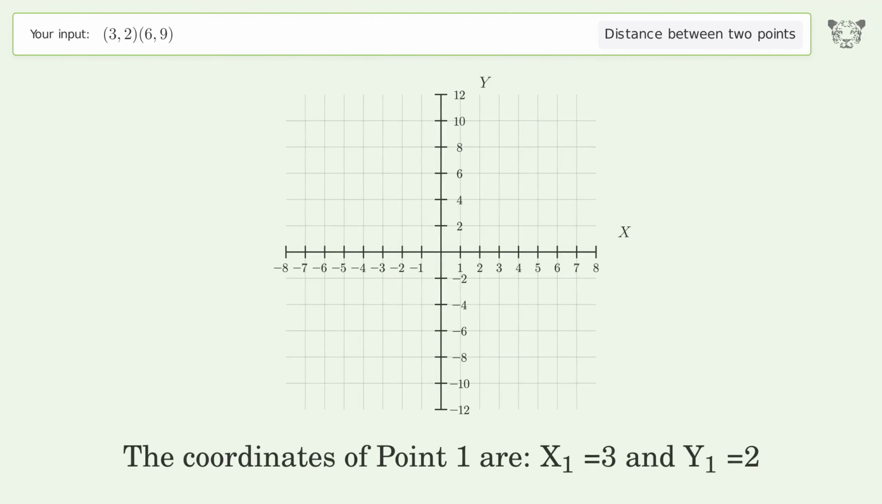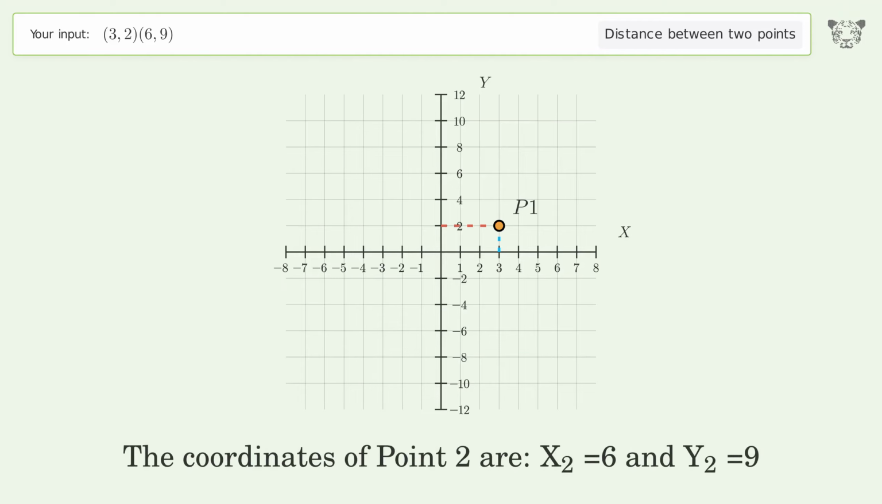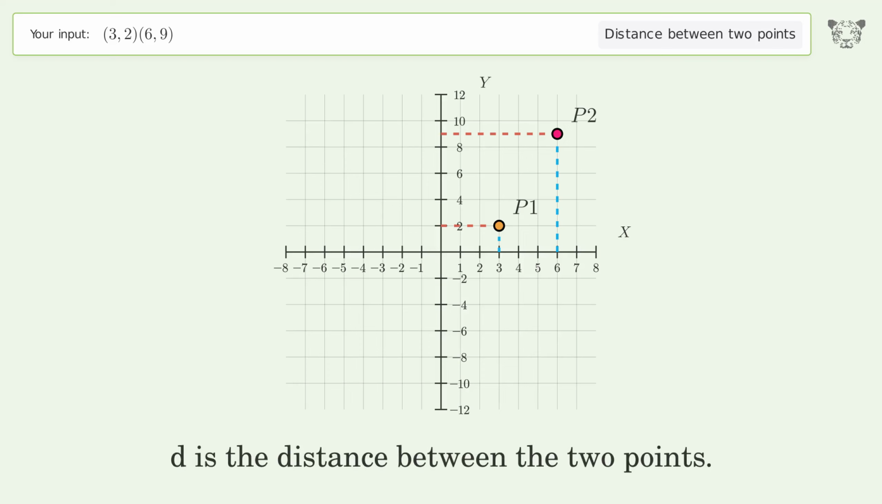The coordinates of point 1 are x1 equals 3 and y1 equals 2. The coordinates of point 2 are x2 equals 6 and y2 equals 9. D is the distance between the 2 points.